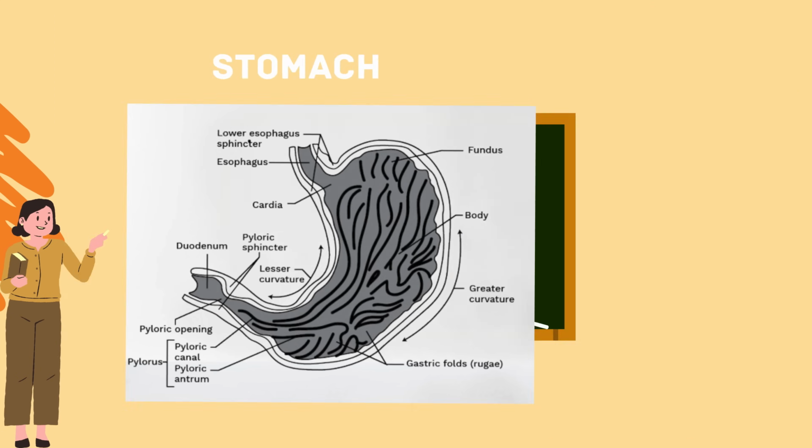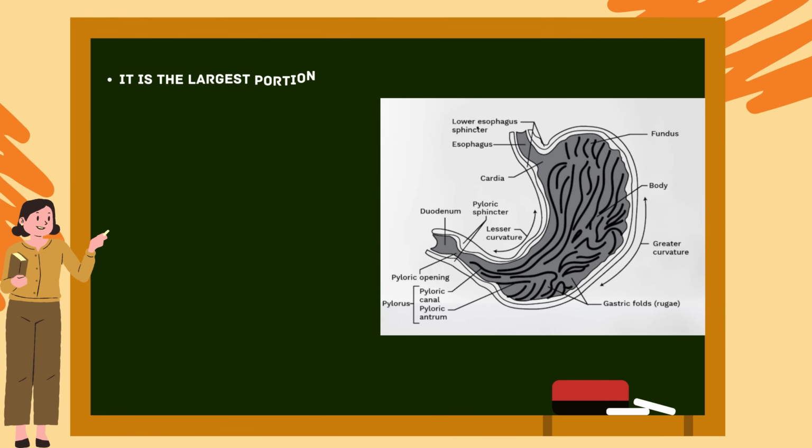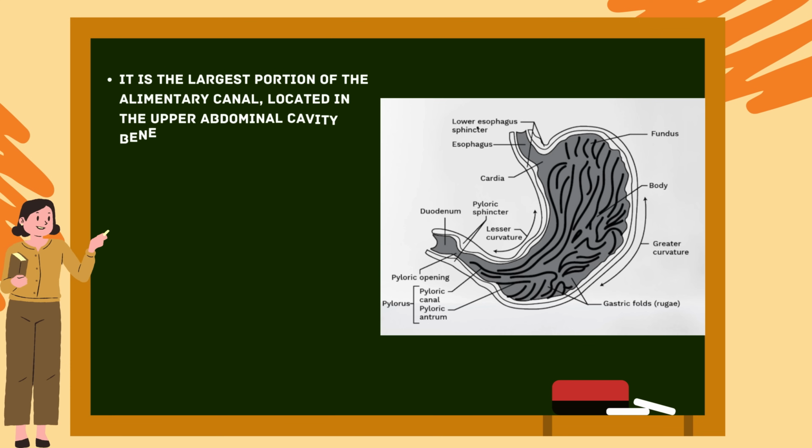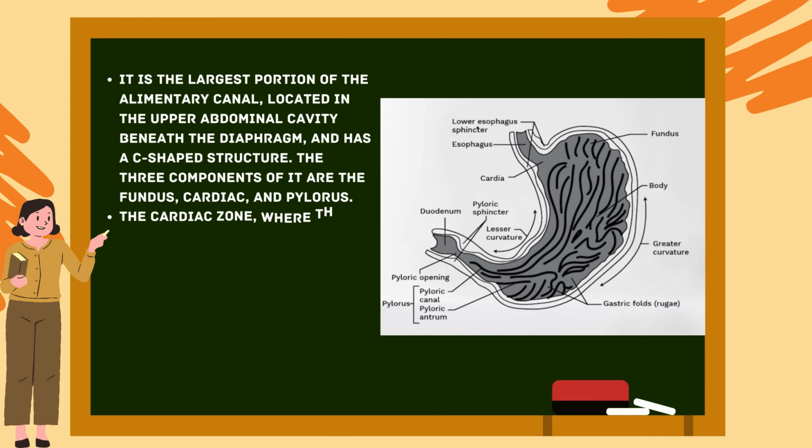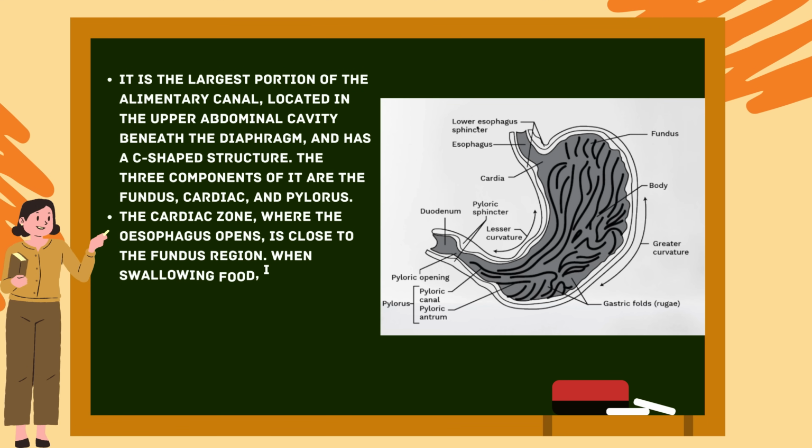Next is stomach. It is the largest portion of the alimentary canal, located in the upper abdominal cavity beneath the diaphragm, and has a C-shaped structure. The 3 components of it are the fundus, cardiac, and pylorus. The cardiac zone, where the oesophagus opens, is close to the fundus region.